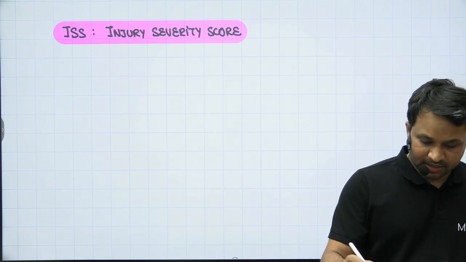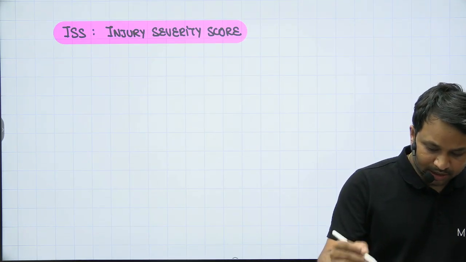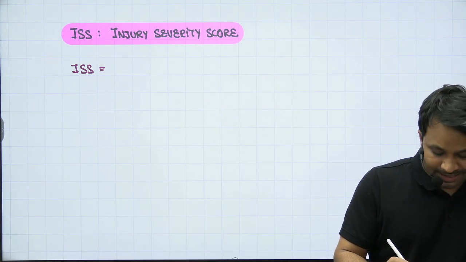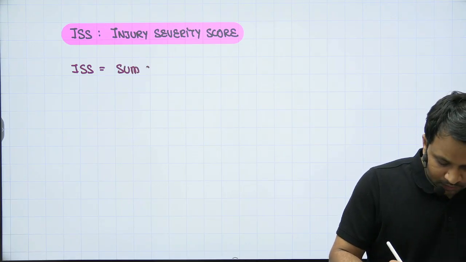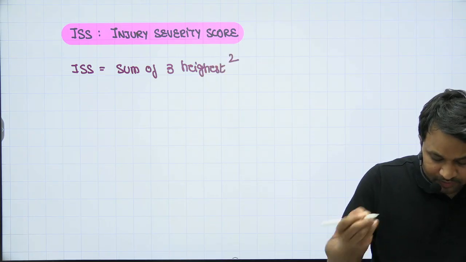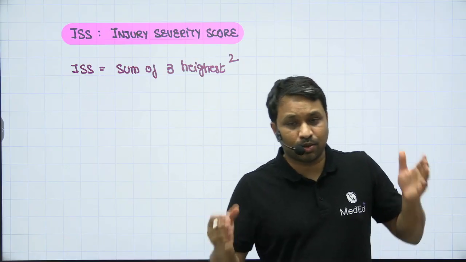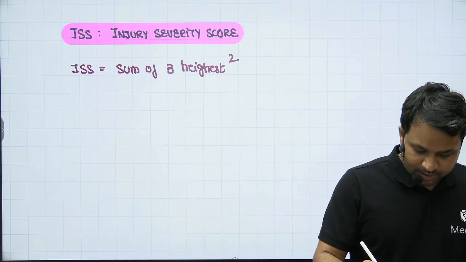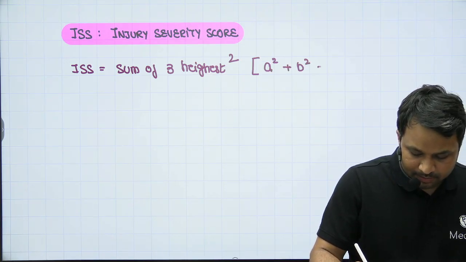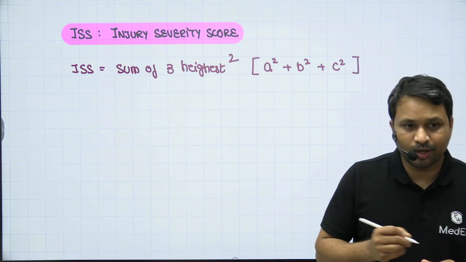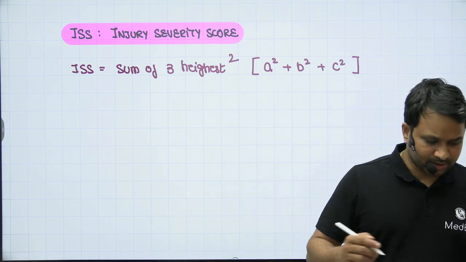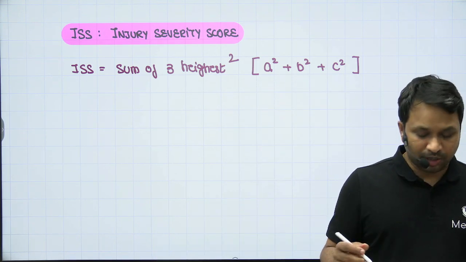So when we say injury severity score, how do we calculate it? The injury severity score is explained as the sum of the squares of the three highest scores. What is the sum of the three highest scores? That is something we need to understand. It will be a square plus b square plus c square. I know it sounds like going back to your maths lectures. It is not. We'll talk about what the highest severity scoring systems are. So how do you calculate all this, right?